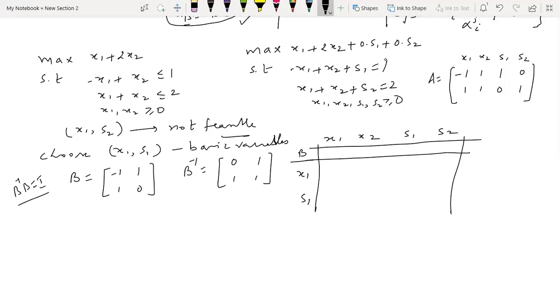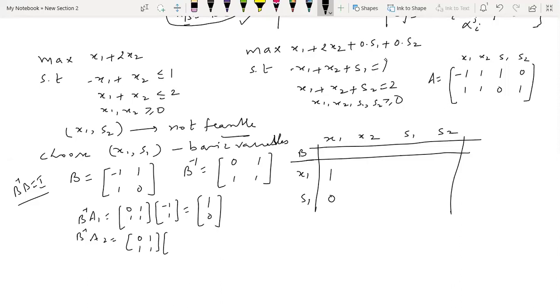Then what is B inverse A1? I calculate B inverse A1, which is 0 1 1 1 multiplied with minus 1 1. This gives me 1 0. So B inverse A1 is 1 0. Similarly, we calculate B inverse A2, which is 0 1 1 1 multiplied with the column of A2, which is 1 comma 1. This gives 1 2. So my second column comes out to be 1 2.